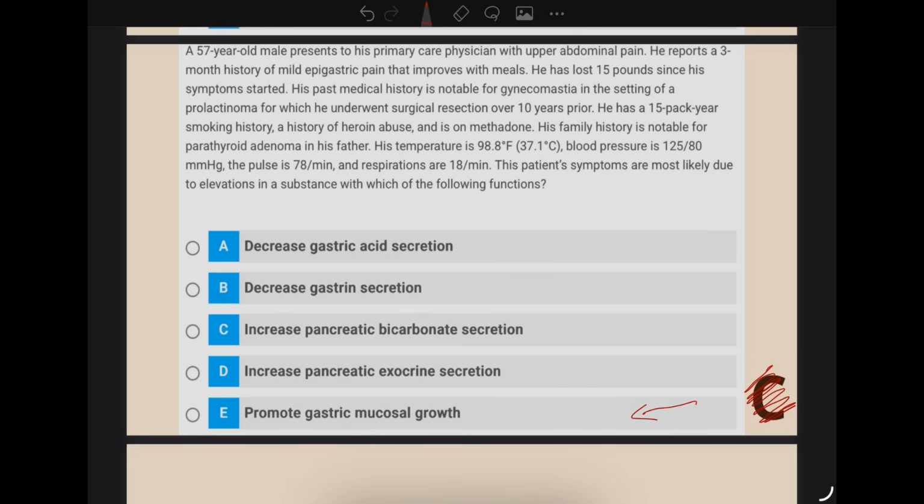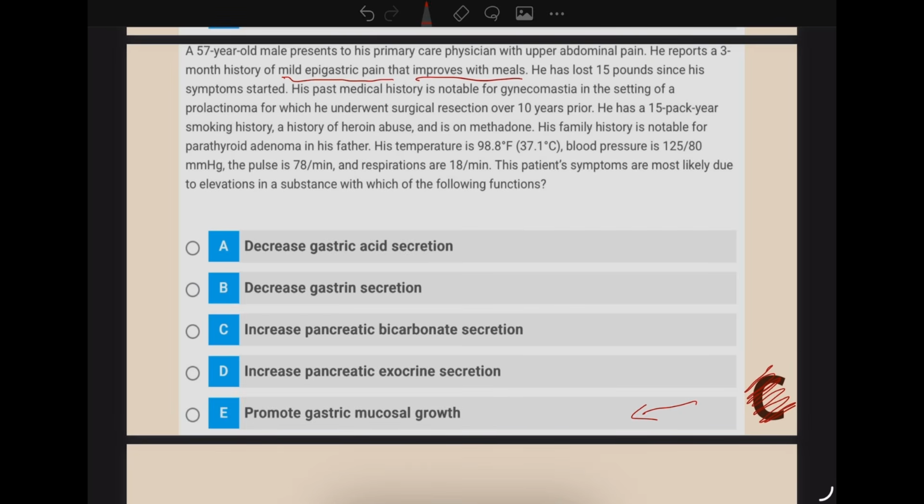So basically this question is asking about someone having mild epigastric pain that improves with meals. This means that they have a lot of gastrin secretion that makes them have high hydrochloric acid even when they are not eating.